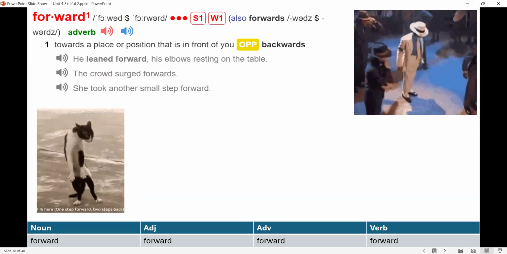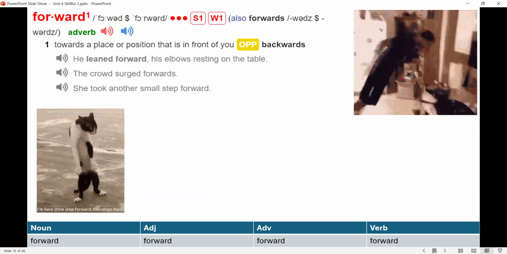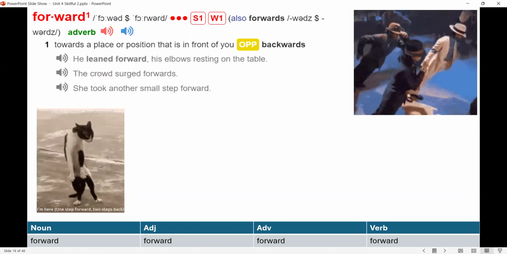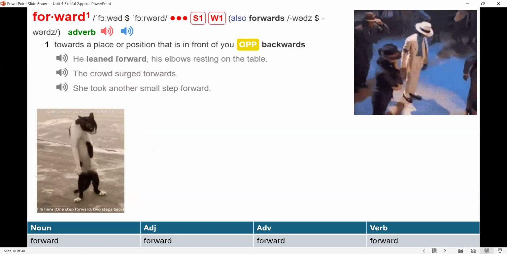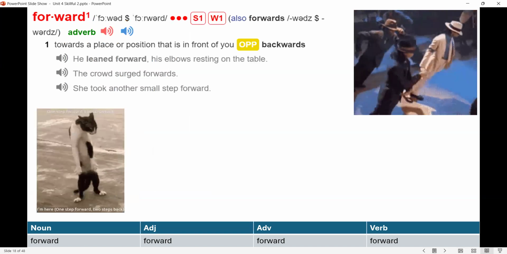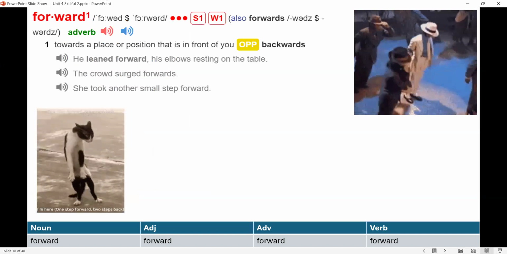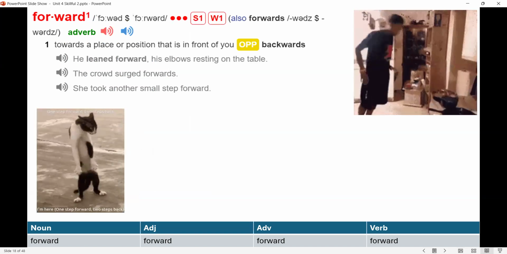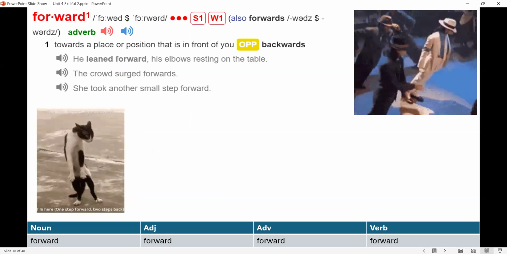Forward. Forward means towards a place or position that is in front of you, opposite of backwards. He leaned forward, his elbows resting on the table. The crowd surged forwards. She took another small step forward.